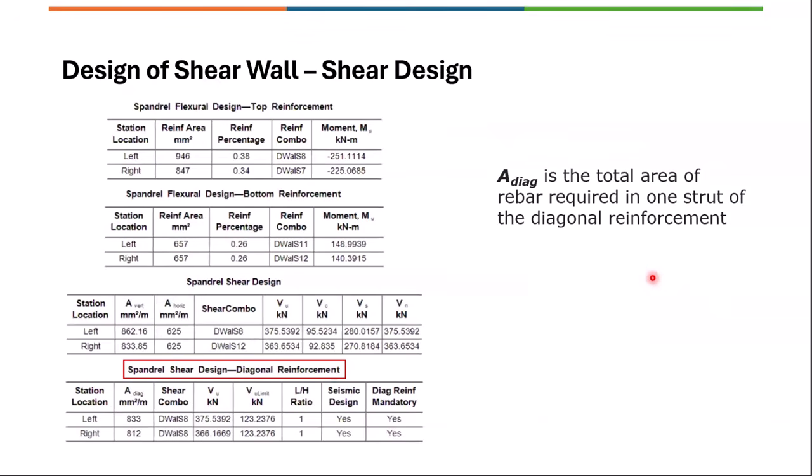Right. Now, if you look at the shear design output, you'll have the regular top reinforcement and bottom reinforcement longitudinal bars. And then in the spandrel shear design, you'll have horizontal and vertical stirrups or shear reinforcement.